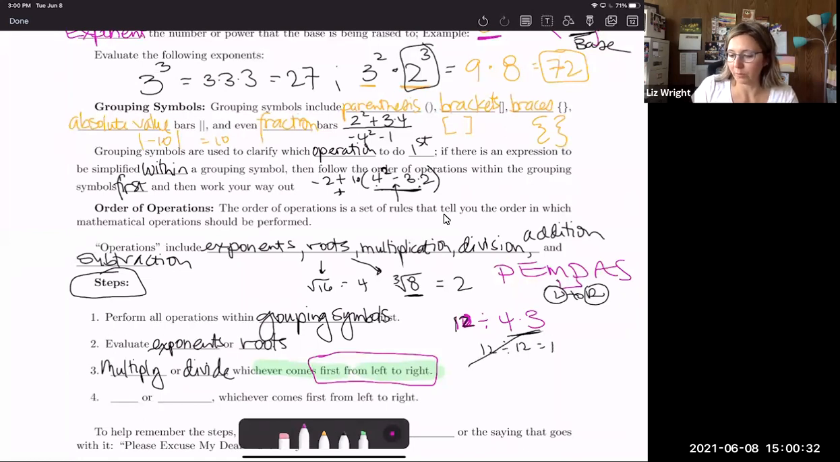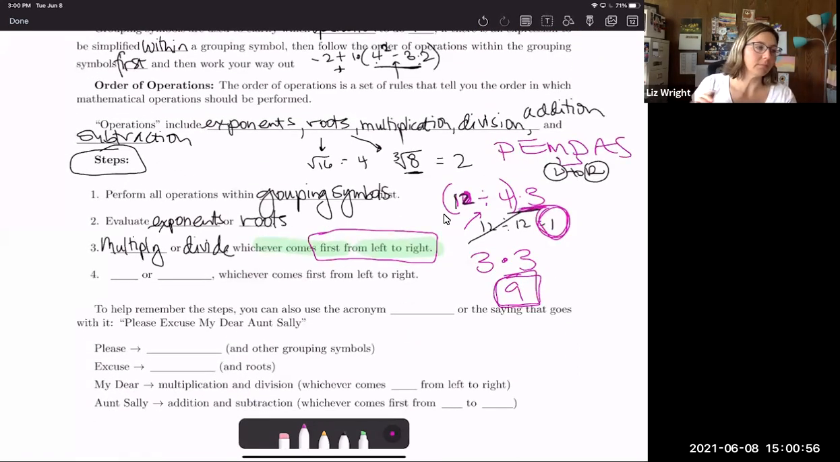We are going to multiply or divide, whichever comes first from left to right. The one that came first was division, so I'm going to divide first. 12 divided by 4 gives me 3, and then I still have times 3 at the end. 3 times 3 is 9. See how you get the totally wrong answer if you do the operations wrong? 1 versus 9. 1 is wrong, 9 is correct. So be careful on that. That's something you have to watch out for today.